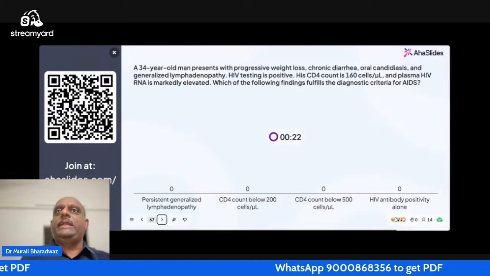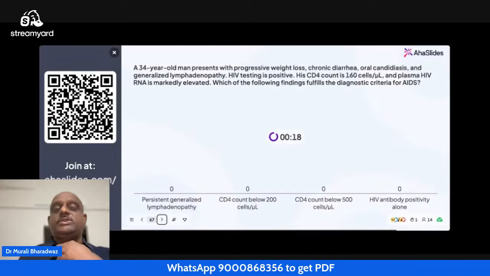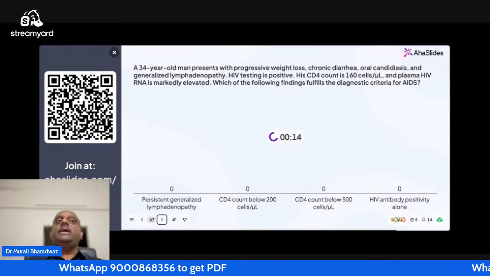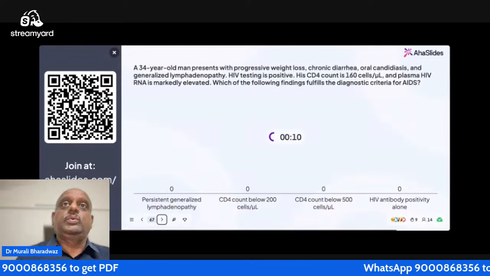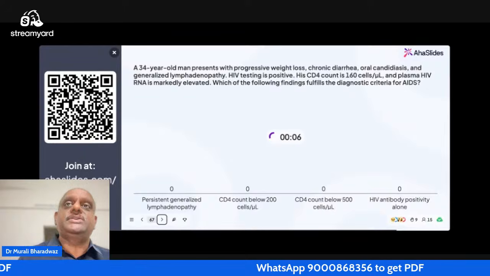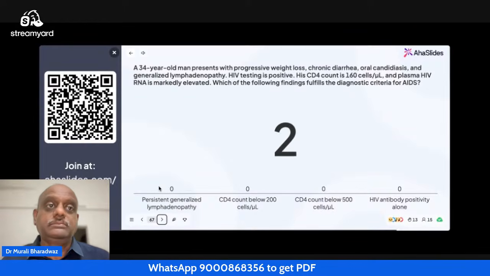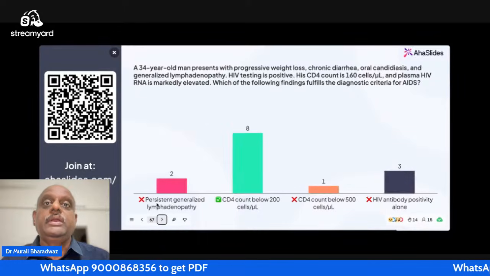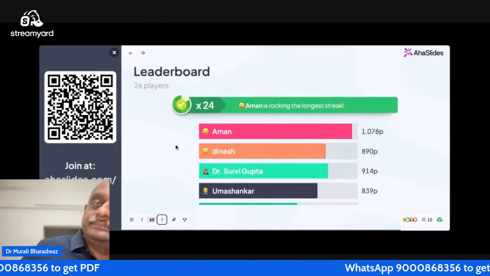34-year-old, progressive weight loss, chronic diarrhea, oral candidiasis, generalized lymphadenopathy, CD4 count is 160. Plasma HIV RNA is elevated. So, what fulfills the diagnostic criteria for AIDS in this given case? Good. 8 of you rightly answered.